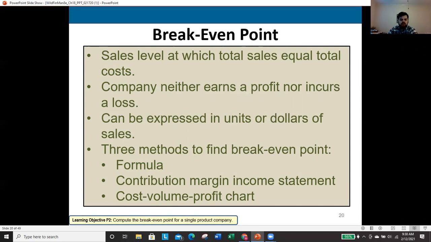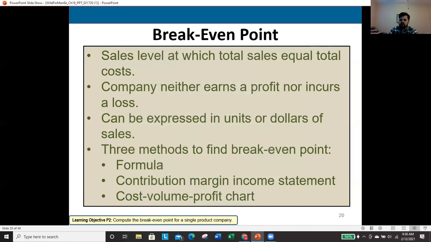This is the sales level at which total sales equal total cost. So it is when we have net income equal to zero, right? Total sales equals total cost, so there is no income. And because of this, the company will not earn a profit or incur a loss.